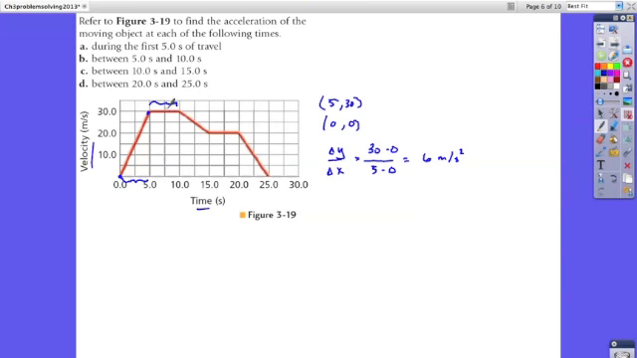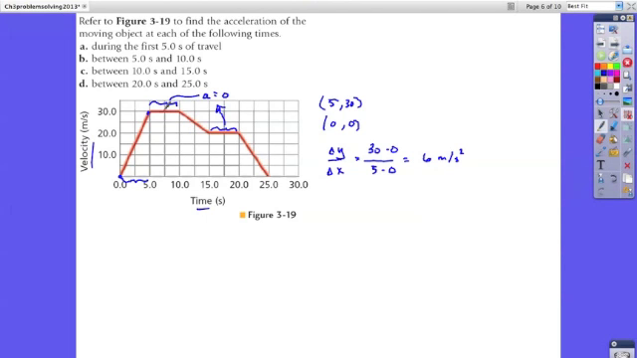Between 5 seconds and 10 seconds, and that would be here. If the velocity is staying constant, what's your acceleration? What is the slope of a horizontal line? We don't have to find 2 points and subtract them here. You know what the slope of a horizontal line is. Acceleration is 0 during that time interval. It would also be 0 during this time interval. Anywhere, if you have a horizontal line, the slope is 0 for a velocity time graph.